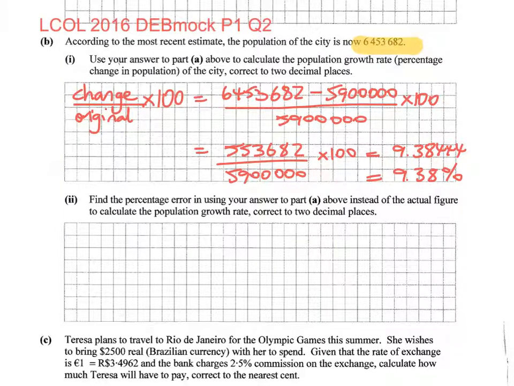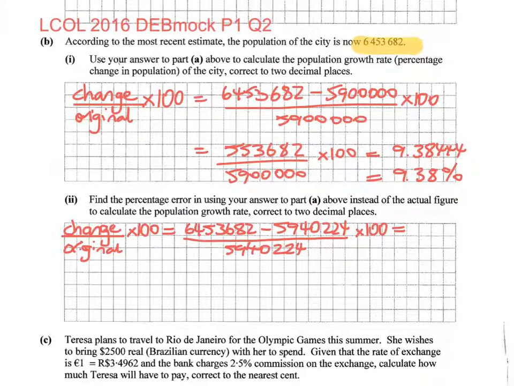So rather than this, we have to go through the same process again, but with the actual numbers, not with that 5,900,000, and get the actual answer rather than 9.38, and then decide, okay, what is the difference between the actual answer and my estimate, and then use a formula to work out the percentage error. So we need to do a bit of work before we can actually work out the percentage error.